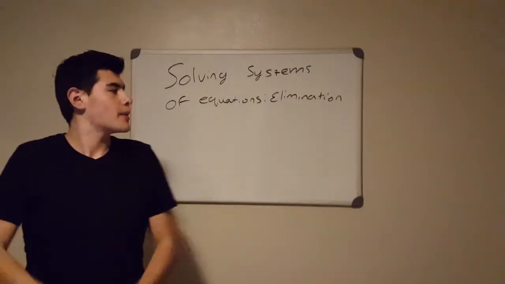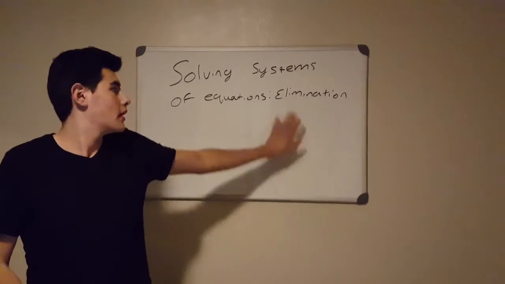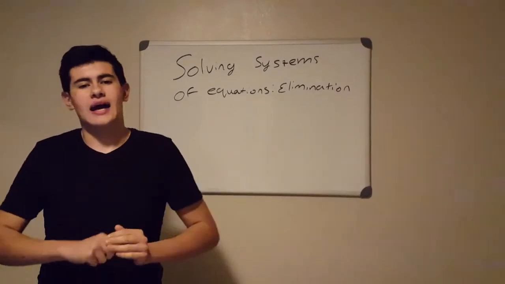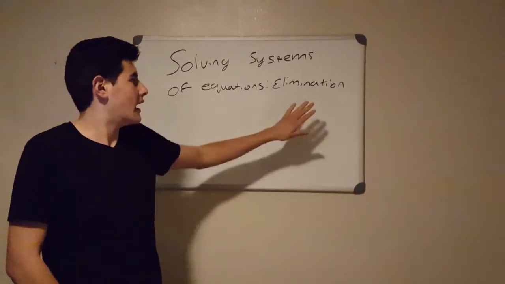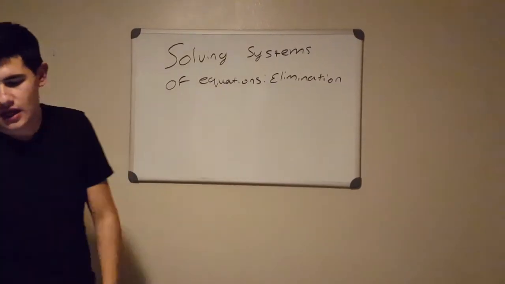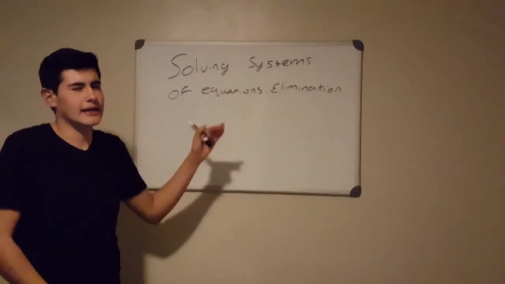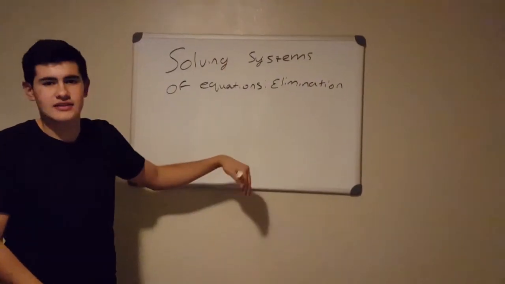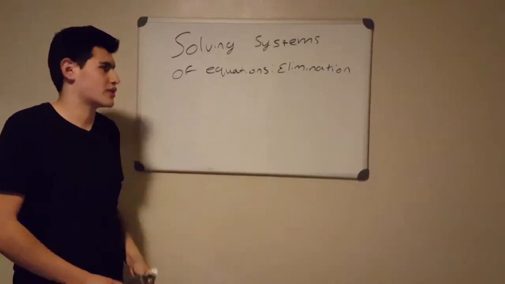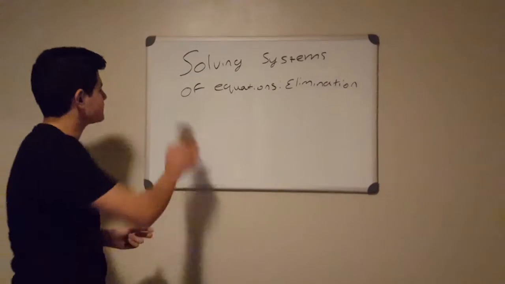Hello everybody, today I'm going to be doing a video on solving systems of equations by elimination. Earlier this week I did one for substitution, but now we're going to do elimination, which is the second way to solve systems of equations. First I'm going to run through an example just so you get the idea. Then I'm going to write down the steps and do a couple different examples with different situations that you might get. So let's jump right in.